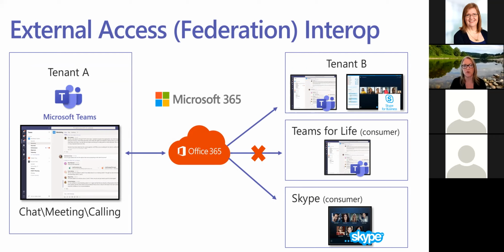So this is just external access interop, the ability for Teams to come in through Office 365. The first one on the left there, you have tenant A. So this is, for instance, your law firm, and tenant B, for instance, could be your client. They have to use Teams or Skype for Business to connect to you using this federation. Again, they're not leaving their organization, they're just having a chat. And then if you haven't heard, back in November, we rolled out what's called Teams for Life.